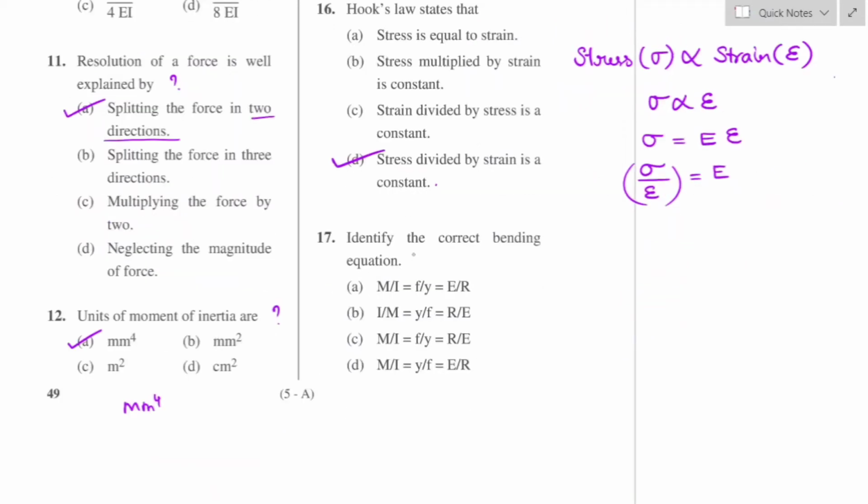Question number 17. Identify the correct bending equation. So as per bending theory, we know that maximum bending moment divided by moment of inertia I is equal to bending stress divided by distance of a point from neutral axis, either from top or bottom of the cross section, is equal to Young's modulus of elasticity divided by radius of curvature of neutral axis. So the right answer is option A.